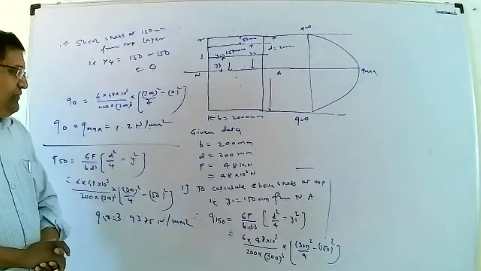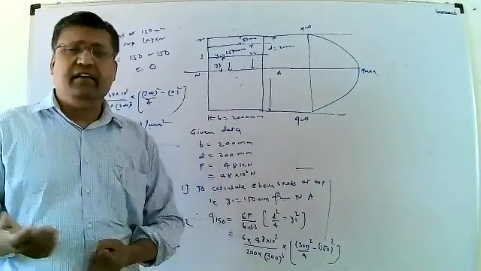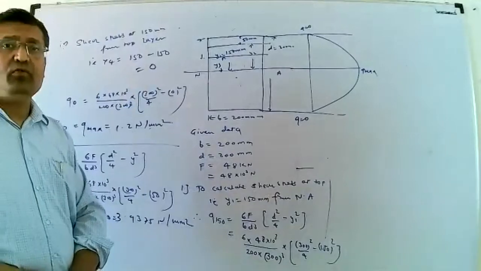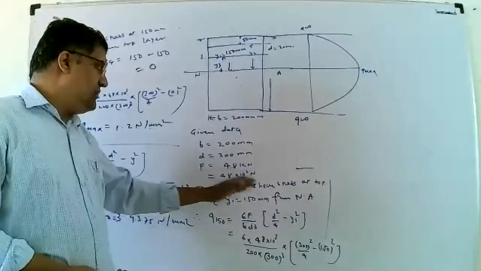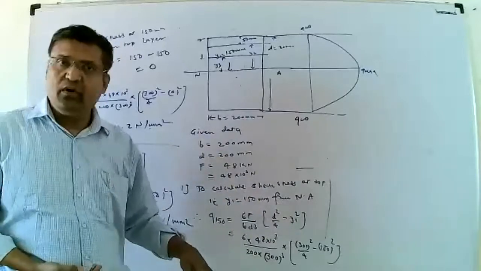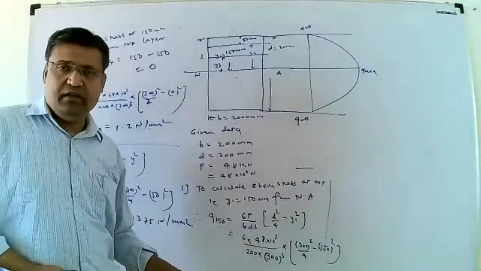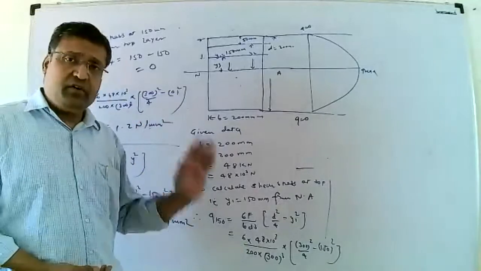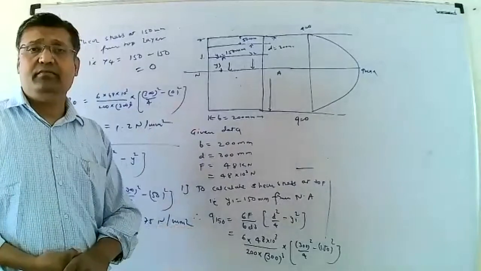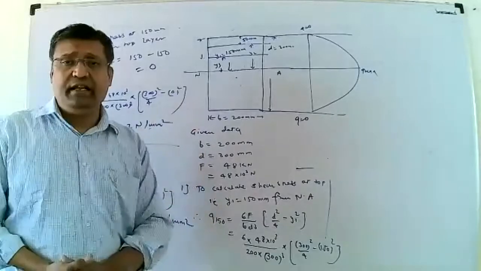Once we calculate Q150, then we calculate shear stress at a distance 50 mm from the top layer, then calculate shear stress at 100 mm from the top layer. In the same manner, we calculate all the values Q50, Q100. Once we calculate Q150, Q50, Q100, that is the shear stress at a particular distance from the neutral layer.